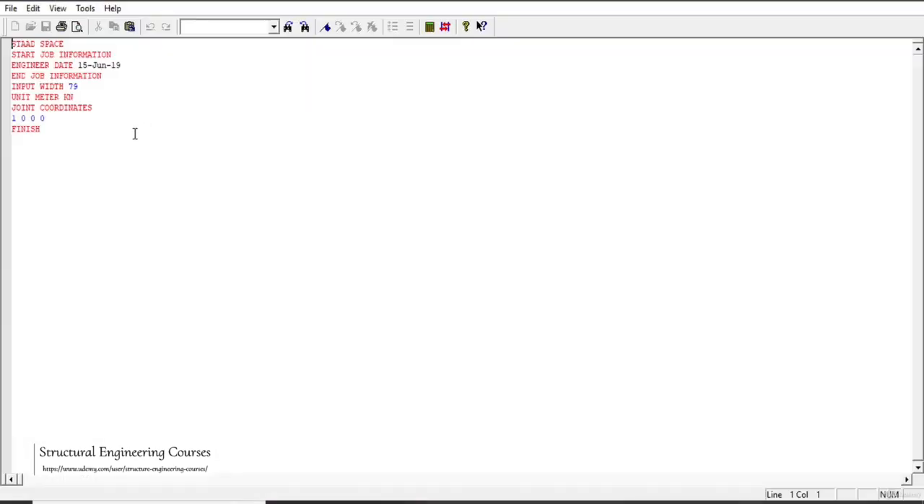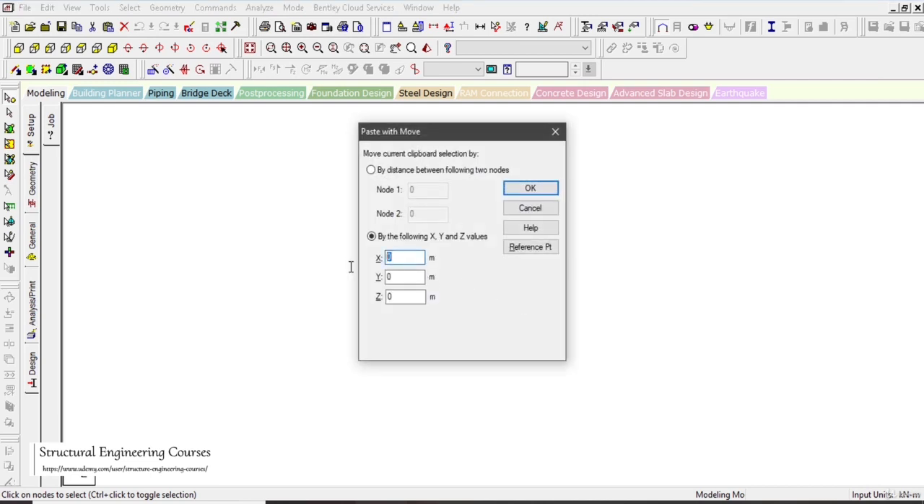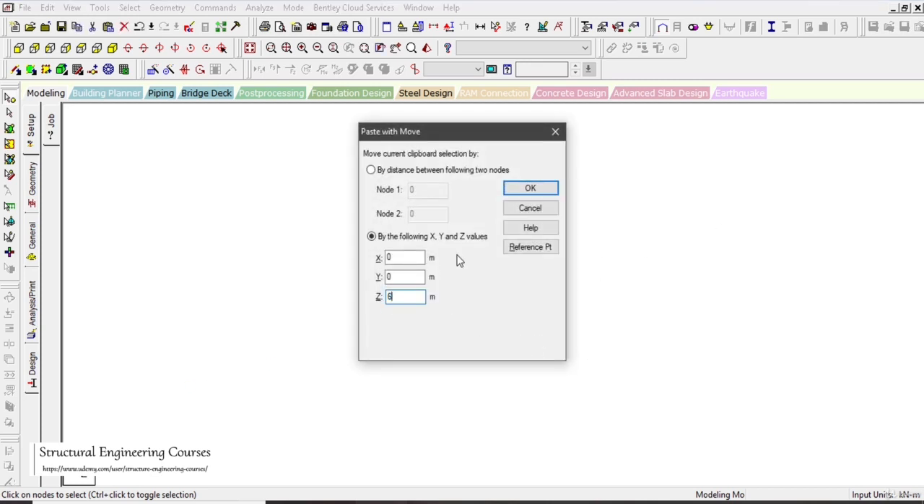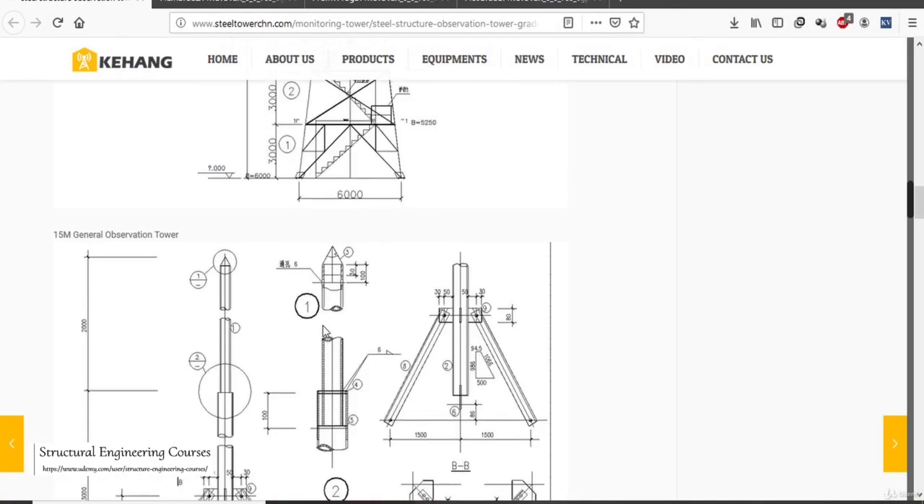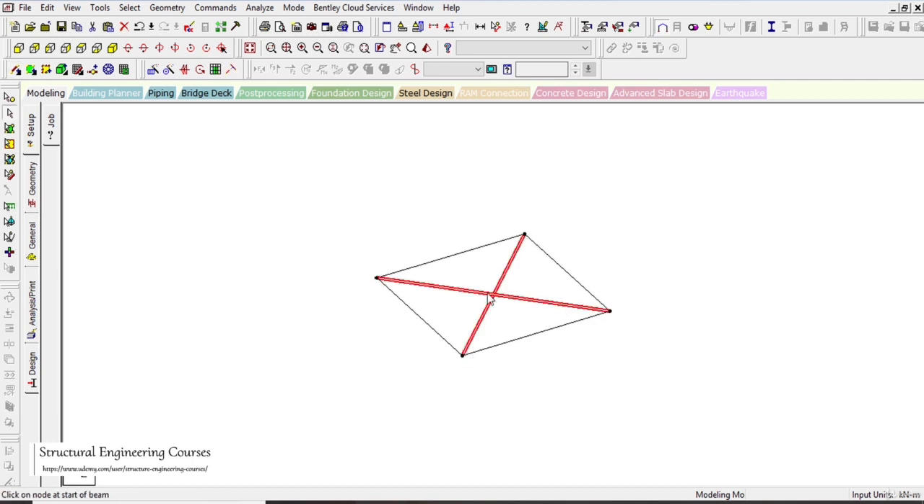So now we need to open STAAD and select the joint coordinates 1, 0 and 0, and units as meter and kilonewton. After that, we can press Ctrl C, Ctrl V on the keyboard and select X as 6 meters here. And then we need to select Z as 6 meters. So basically what we are doing here is drawing the bottom face. Now we can go to this add beam option here. In addition to that, we can select the midpoint also. So we can just draw two beams here, go to geometry, intersect selected members, and intersect.